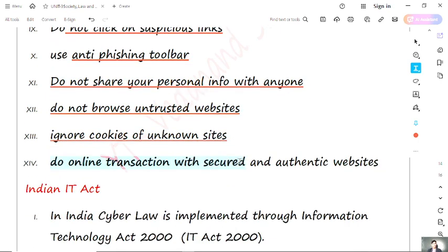So, do online transactions with secure and authentic websites. Please never try to do an online transaction with an unauthentic website. If you see the logo, what is there? I'll show in the next video what it is, because I'm running short of time. So, always do online transactions with authentic sites only.